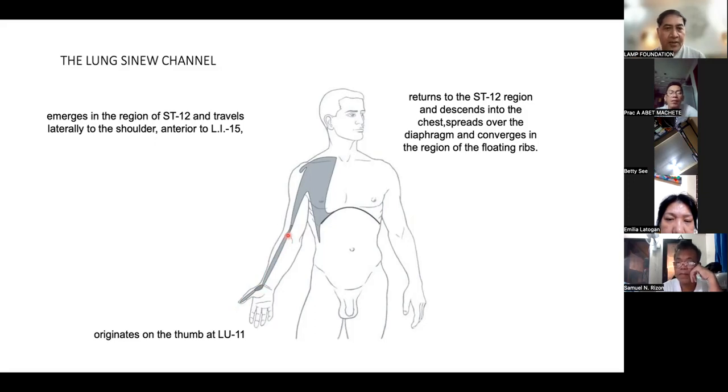From here, the channel continues up the medial aspect of the arm, then it enters the chest cavity below the axilla. Okay? Emerging again in front of the clavicle, the channel connects at the front of the shoulder. Above, it connects with the clavicle, and then below, it connects in the lung, spreads over the diaphragm, as you can see here, and converges again at the lower rib.